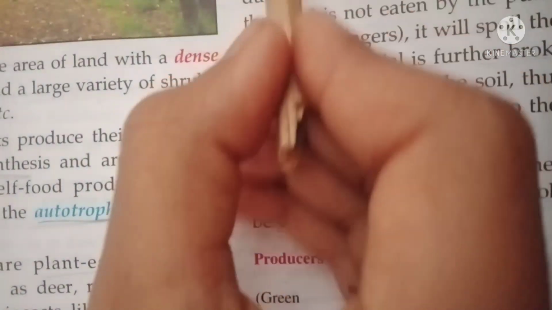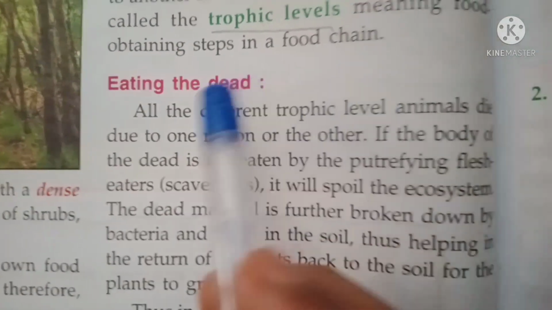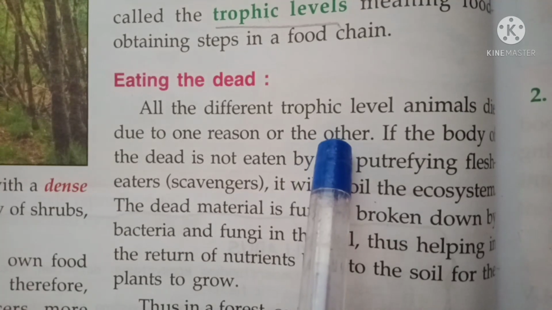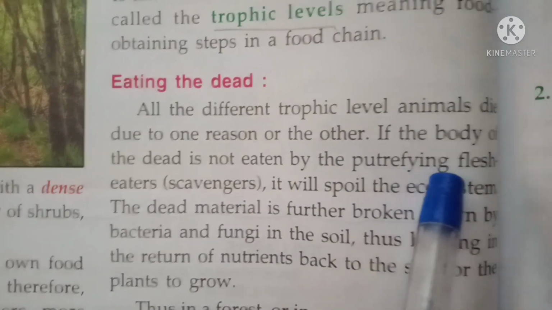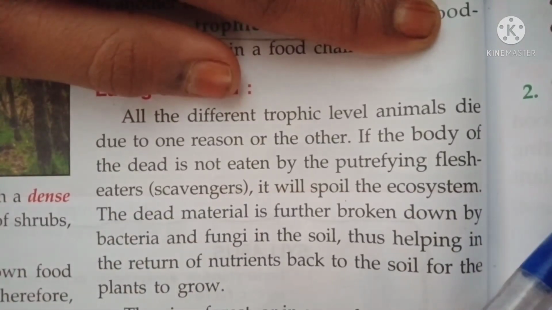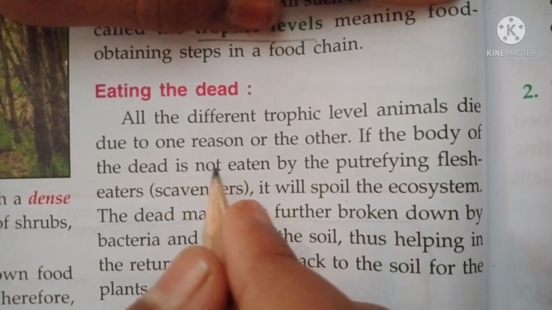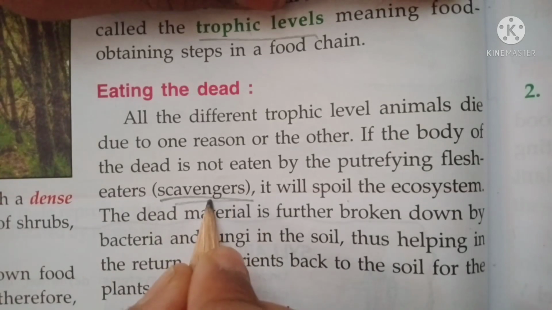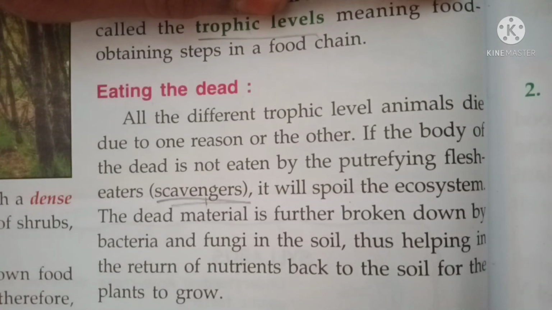Now, eating the dead. People, in all the different trophic levels, animals die due to one reason or another. If the body of the dead is not eaten, it will be eaten by scavengers. All animals, including humans, die. If the dead are not eaten by other animals, the planet will be smelling bad. That's why scavengers are those who eat the dead animals. Eaters of the dead are known as scavengers, who eat the dead and make our earth clean.